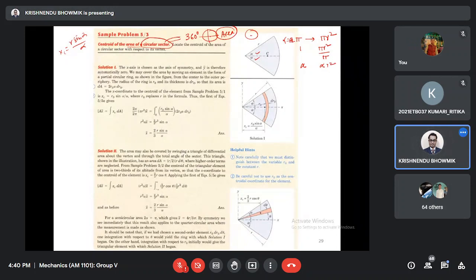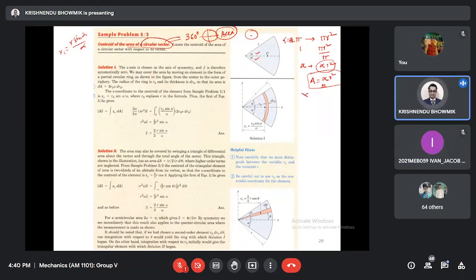Area, alpha r square. This sector area is alpha r square. You can check: you put alpha equal to pi, it is pi r square, the full one. This is the area, alpha r square. That means basically A is alpha r square. This is the area. Have you understood this? Yes or no? Yes, sir. This is the area.